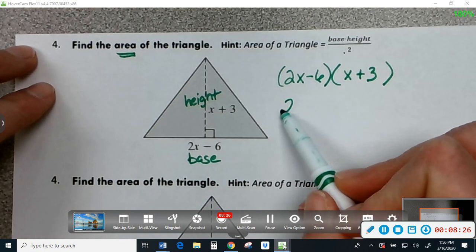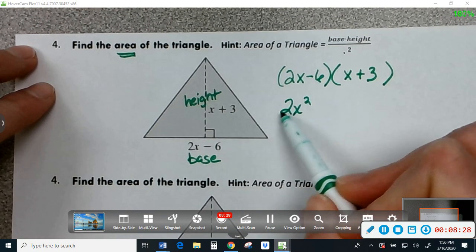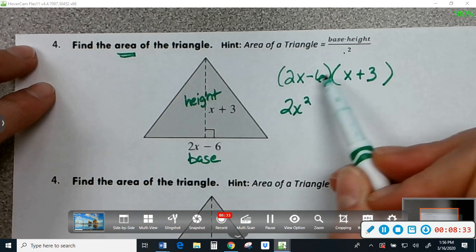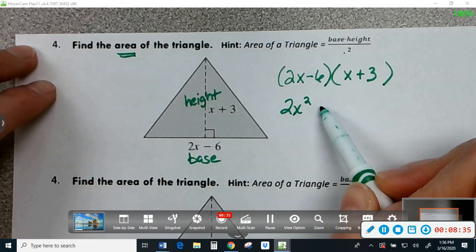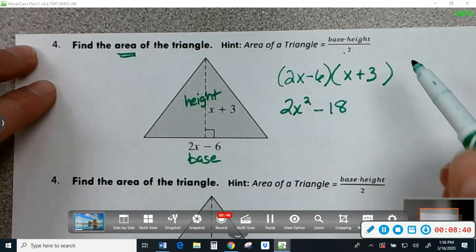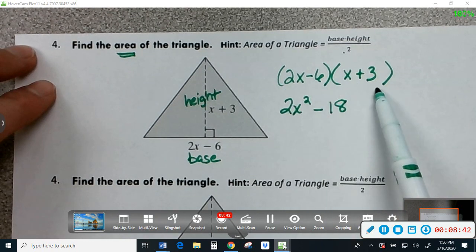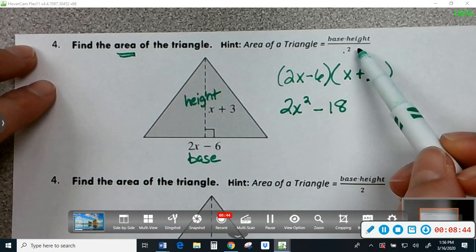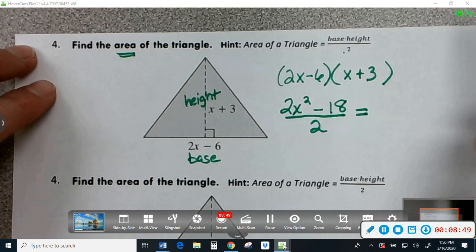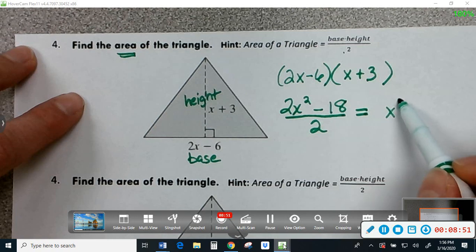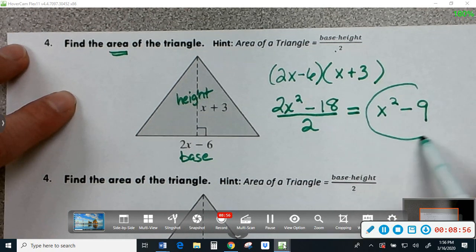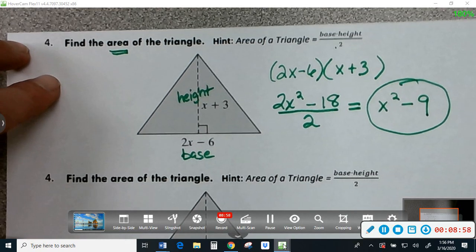If you're returning, you should have a product. It should be 2x squared. Let's see, that'd be 6x minus 6x. So you'd have no x's, and then you'd have -18. Okay, so that's the product of the base times the height. Then of course it says in the formula we divide by 2. So we divide that by 2. Each term gets divided by 2, leaving you with 1x squared minus 9. And that would be the area of your triangle.